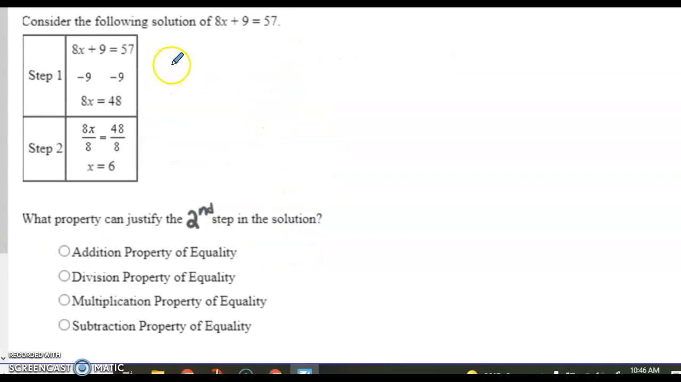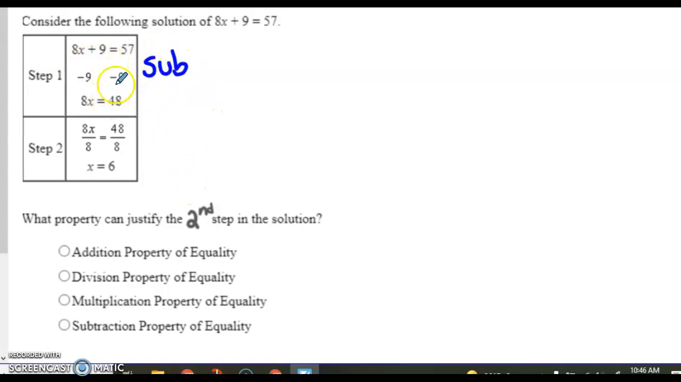All right, consider the following solution of 8x plus 9 equals 57. What property can justify the second step in the solution? So let's just go ahead and write all the properties. In this first step here, they subtracted 9 from each side. So that would be the subtraction property of equality.